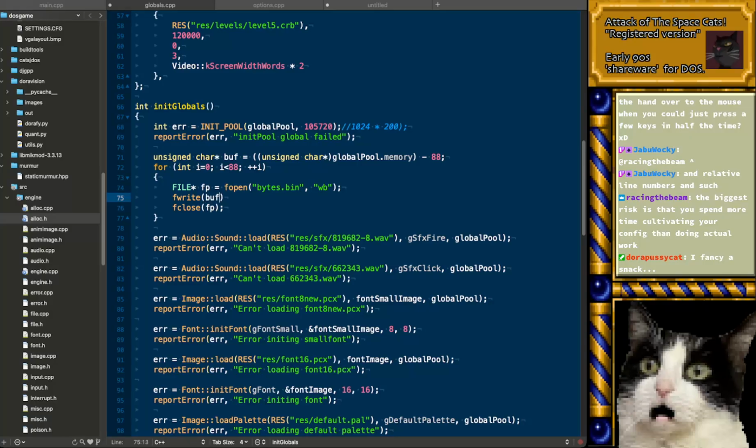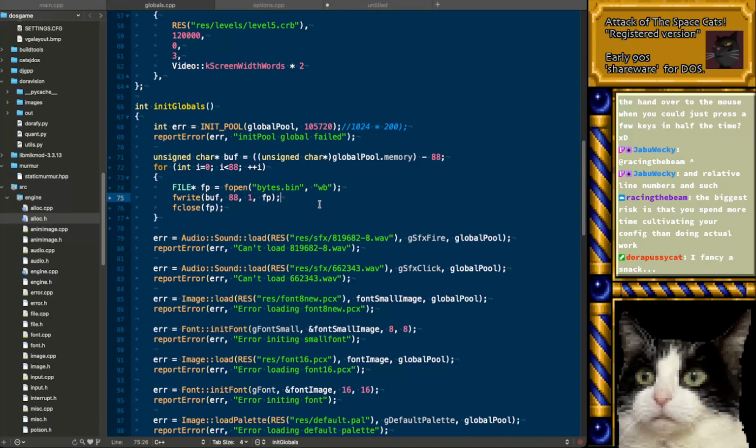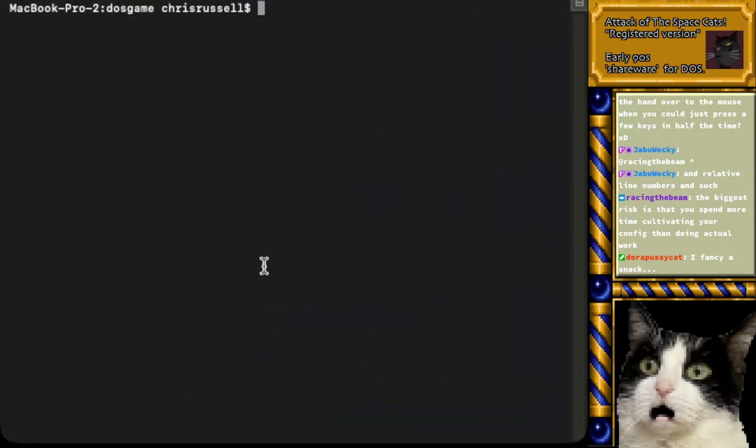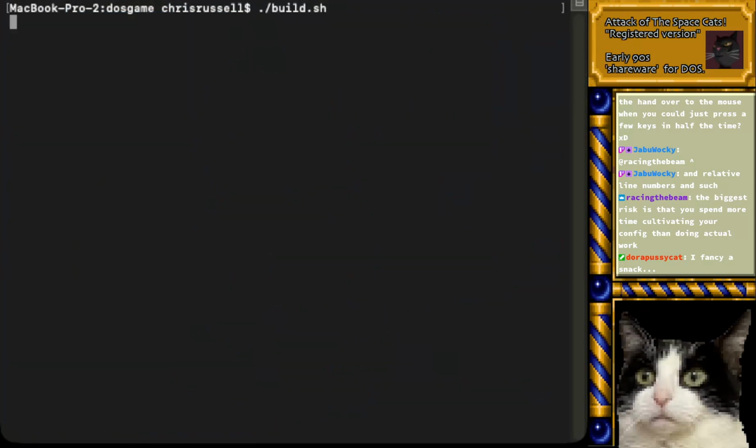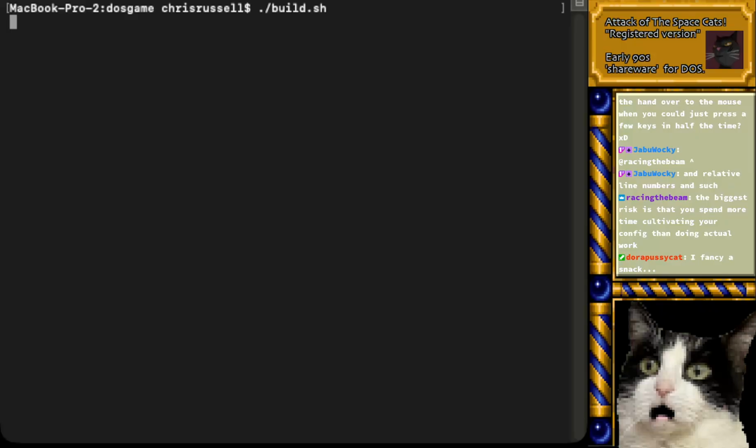Pointer is buff. The size is 88 bytes. There is one 88-byte object. And the stream is FP. Right. I probably don't have the right header included for that. Do I? Soon find out.